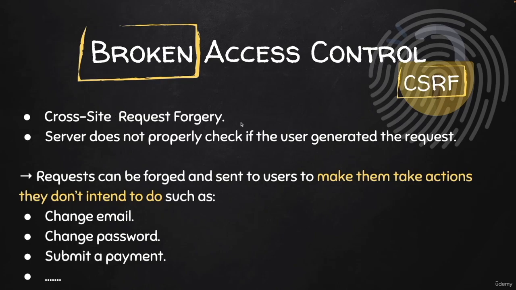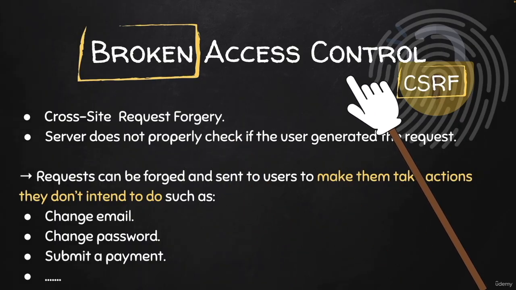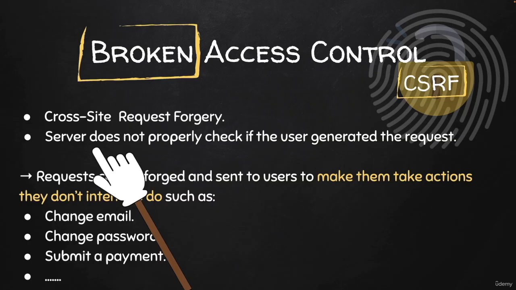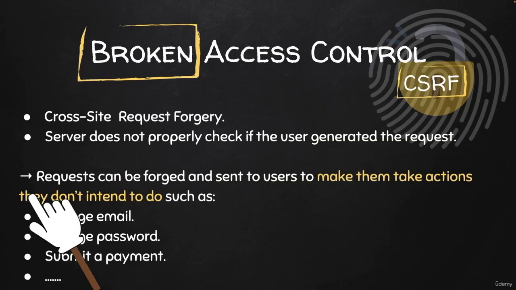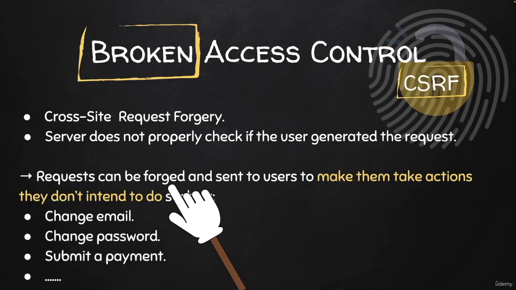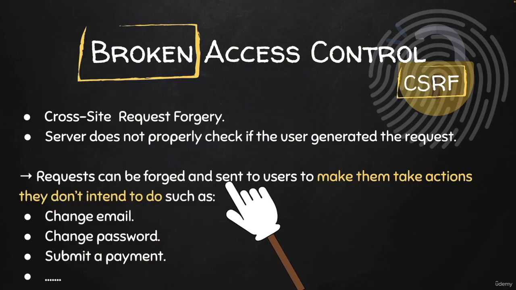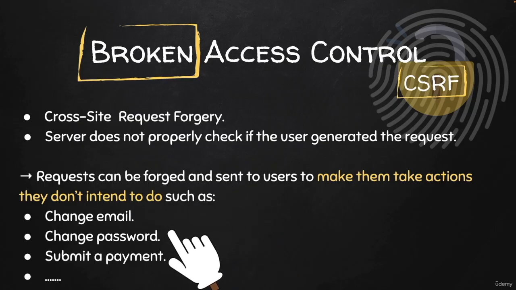In this lecture, we will talk about CSRF vulnerabilities. These vulnerabilities fall under the broken access control category and happen because the application does not properly validate the submitted requests. As a result, requests can be forged to get the users to take actions they do not want to do. For example, we can get a user to change their email, or change their password, submit a payment, or submit any kind of a request without them knowing that they are submitting that request.